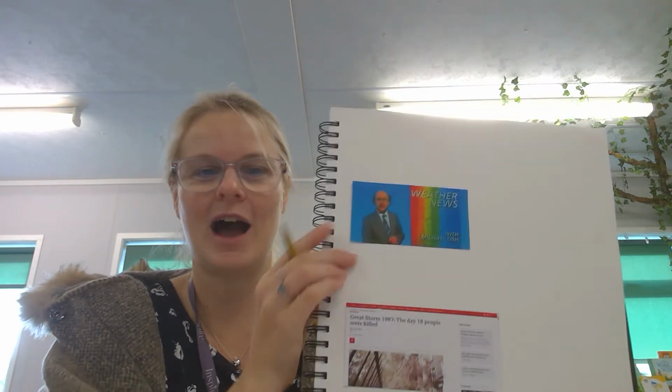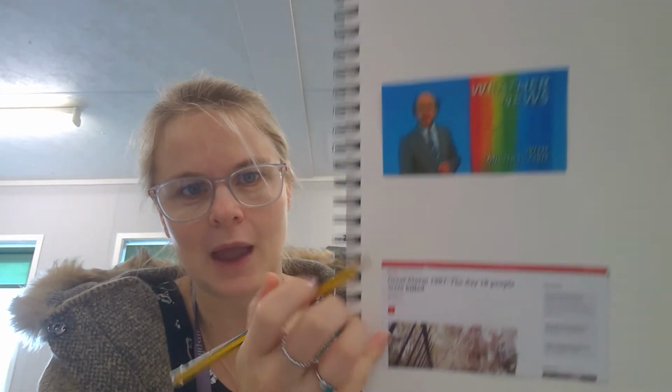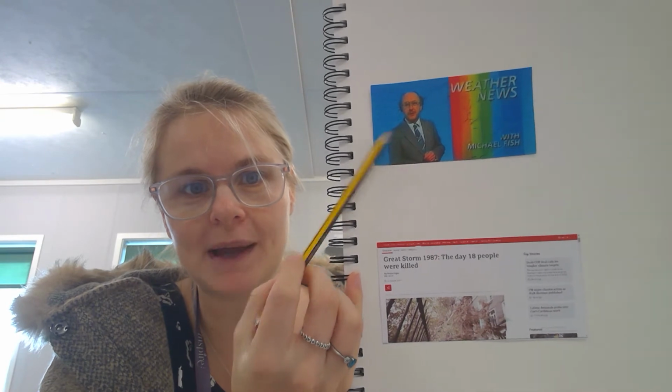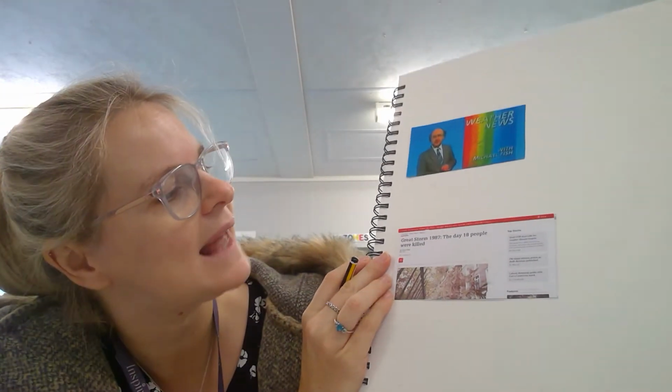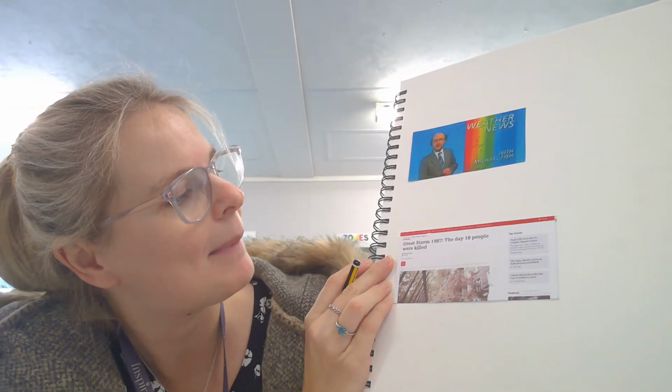So I've got, just like on Blue Peter, here's one I prepared earlier. I have stuck in my journal a picture here of Michael Fish. He is the gentleman, if you remember, who delivered the weather forecast the night before the storm. And here we have an article from the internet, which was written quite recently and was telling everybody about the Great Storm, but it wasn't written at the time.